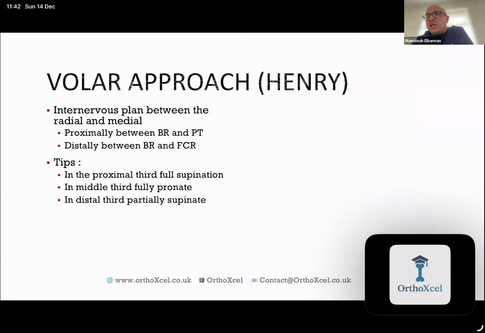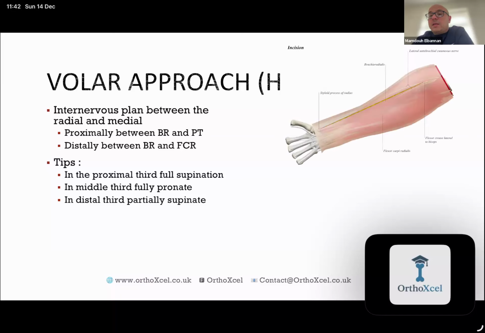In any approach, just remember the internervous plane, which is between the radial and the median nerve. Sorry, medial. I did it at 4 o'clock in the morning, that's why. Median nerve. Proximally, it is between the brachioradialis and pronator teres. Distally, between the brachioradialis and FCR. But this is not the significance of this approach. You have to mention, I'm aware of this approach and of the internervous planes.